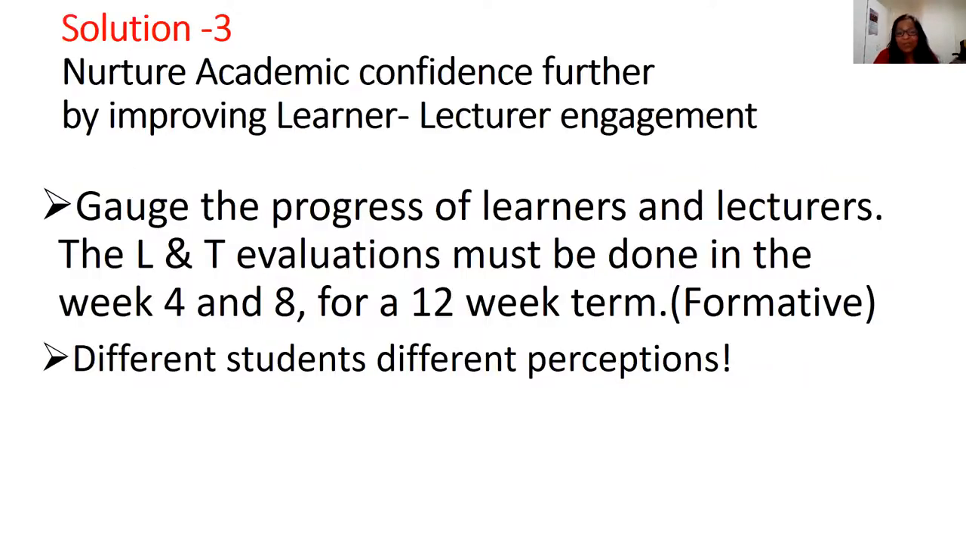The third one is very much a data-driven solution when it comes to learning and teaching engagement. Learner and lecturer engagement: the L&T surveys that we do almost every semester at the end of the semester are said to be of planning value for the next semester. But given that attrition is a wicked problem, what suits this cohort may not be applicable to the next cohort, which is why the purpose of the L&T survey should be formative, and thus they should be conducted in week 4, or weeks 4 and 8, if it's a 12-week term.